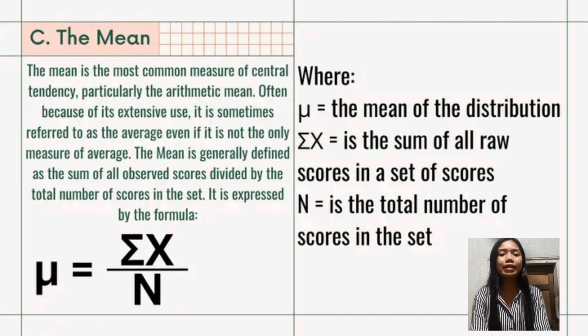The mean. The mean is the most common measure of central tendency, particularly the arithmetic mean. Often, because of its extensive use, it is sometimes referred to as the average even if it is not the only measure of average. The mean is generally defined as the sum of all observed scores divided by the total number of scores in the set. Here, we have the mean of the distribution, the sum of all raw scores in a set of scores, and the total number of scores in the set.